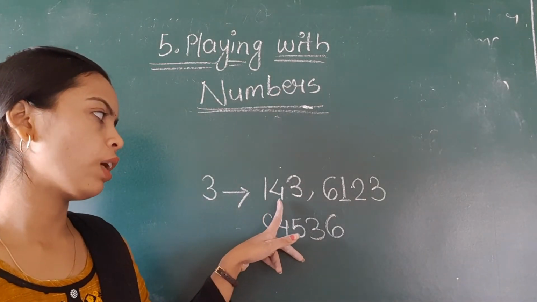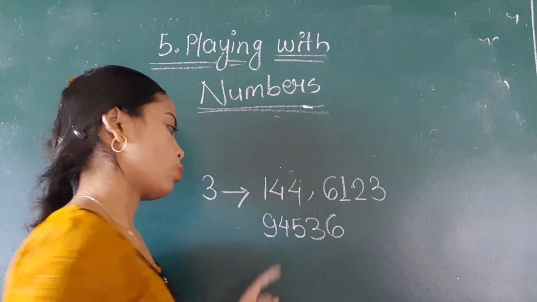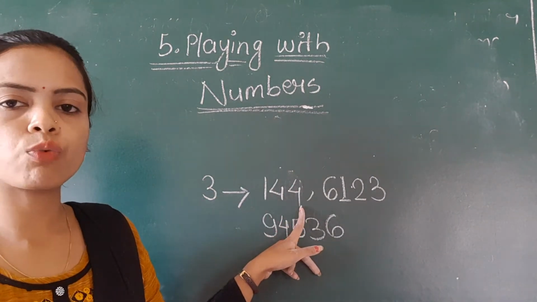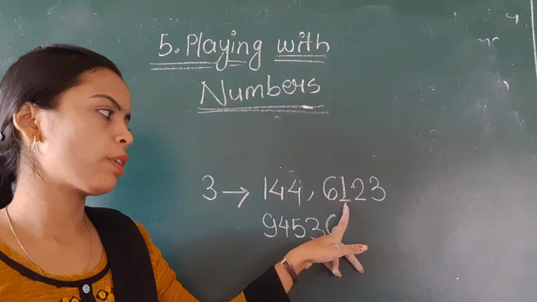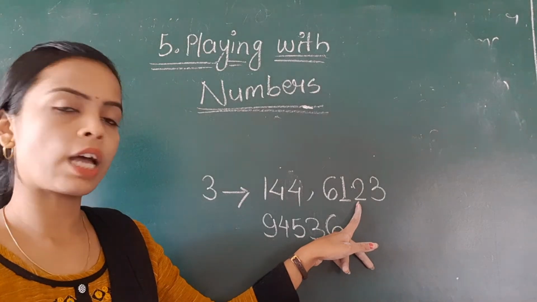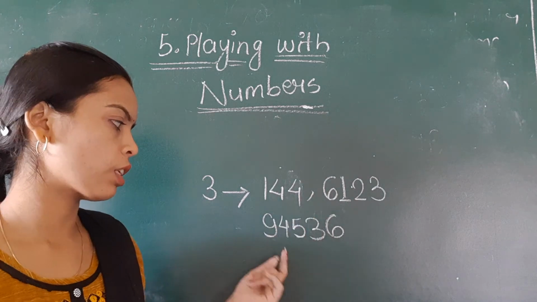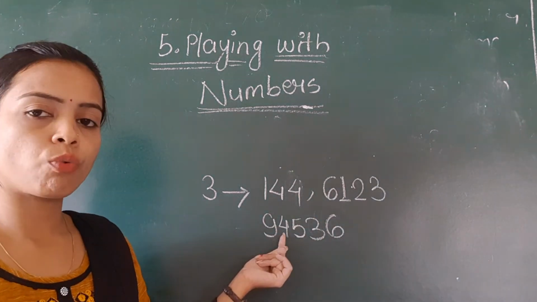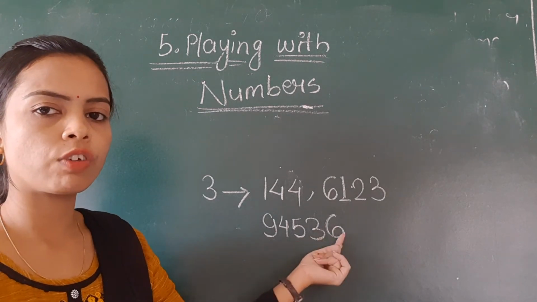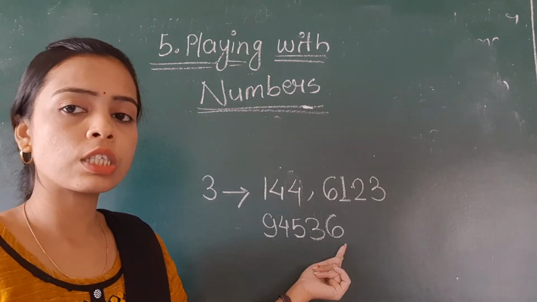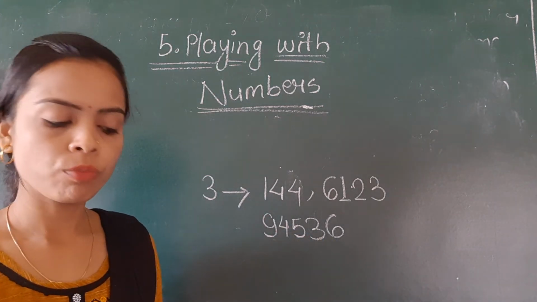1 plus 4 is 5 and 5 plus 4 is 9. So 144 is divisible by 9. Now next, 6 plus 1 is 7, 7 plus 2 is 9 and 9 plus 3 is 12. So 12 is a multiple of 3. So this number is divisible by 3. Now next, 9 plus 4 is 13, 13 plus 5 is 18, 18 plus 3 is 21 and 21 plus 6 is 27. So this number is also a multiple of 3, so this number is also divisible by 3.